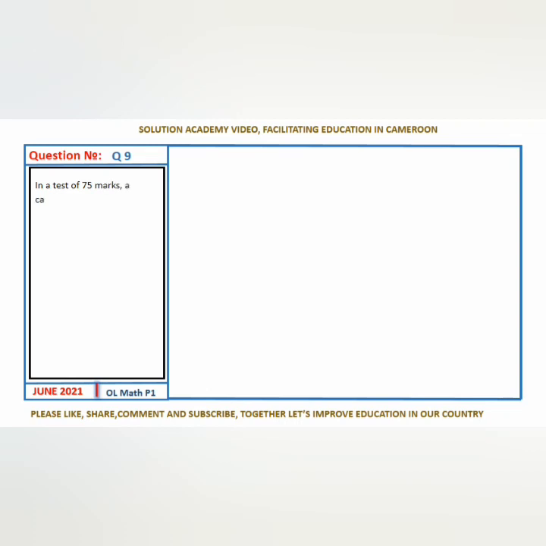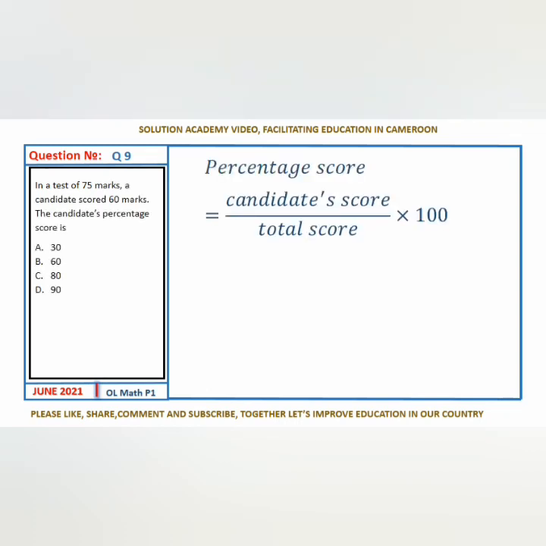Question number 9. In a test of 75 marks, a candidate scores 60 marks. The candidate's percentage score is, generally you have to know that the percentage score will just be given by the candidate score divided by the total score.